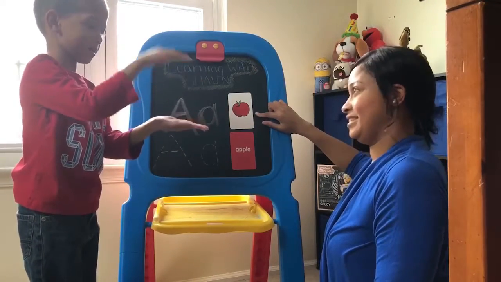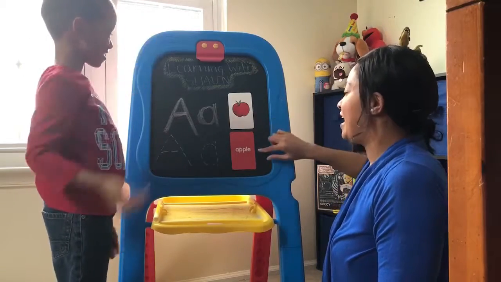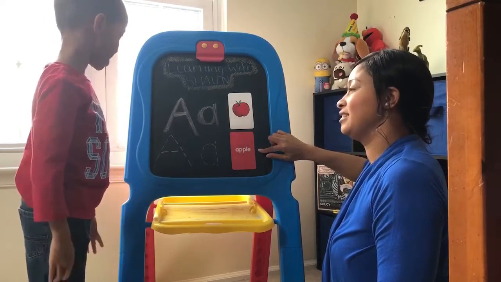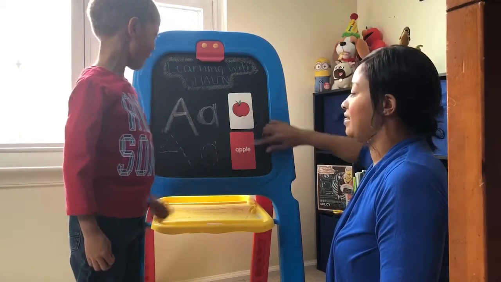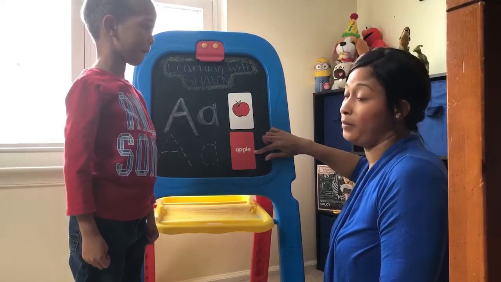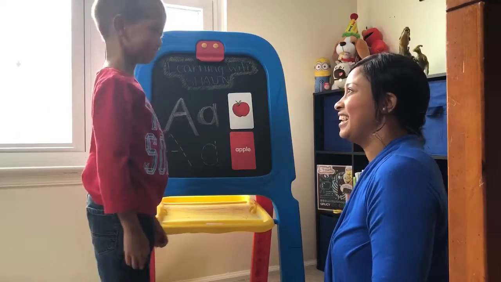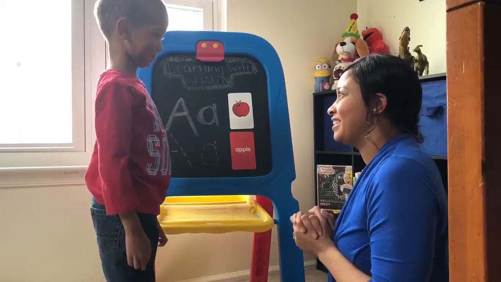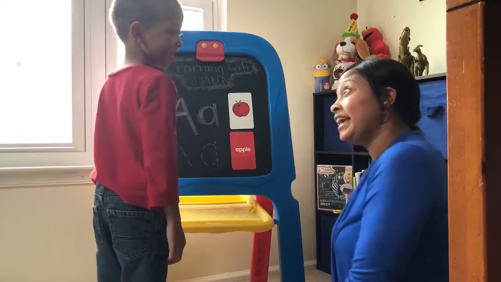And what is A for? Apple. Good. A is for apple. And what about this? What's that say? Apple. Right. So there's an apple, and this is the word that spells apple. A-P-P-L-E. Right? A is for apple. What else is A for? Alligator.